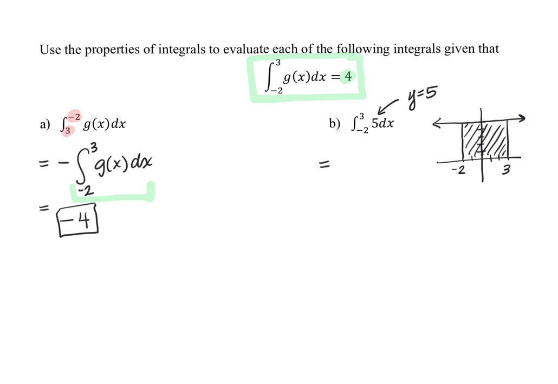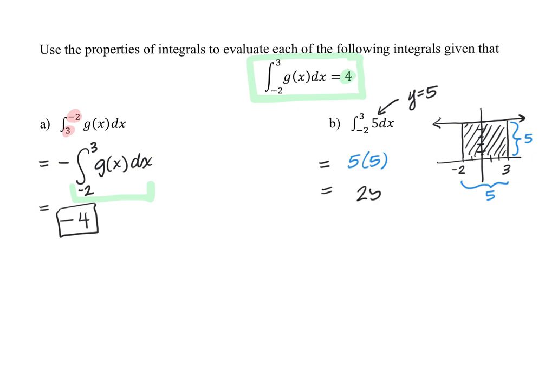So using a little geometry, the base measurement here would be the distance from -2 to 3, which is a distance of 5. And then our height here, because our horizontal line was y equals 5, that would be a height of 5. So we're basically just going base times height, which is 5 times 5 is 25.